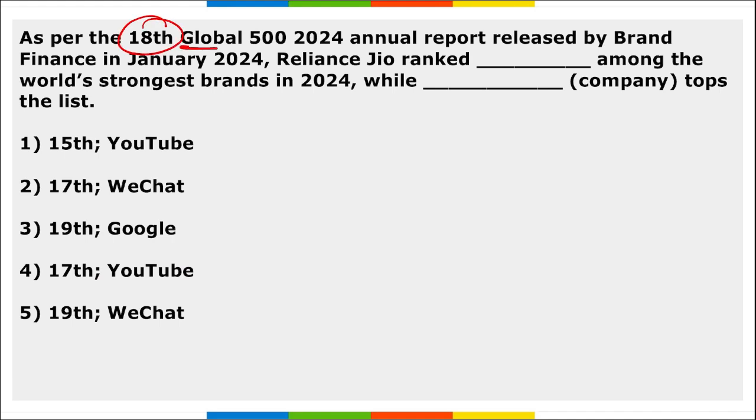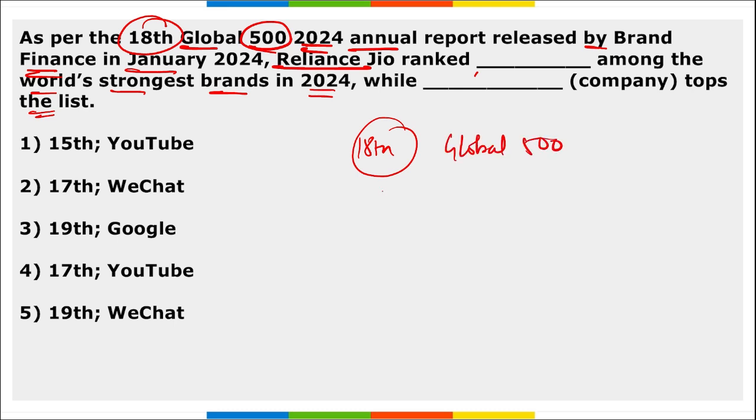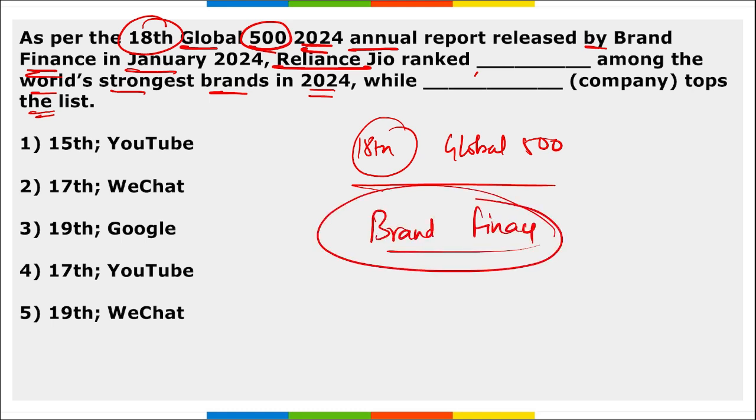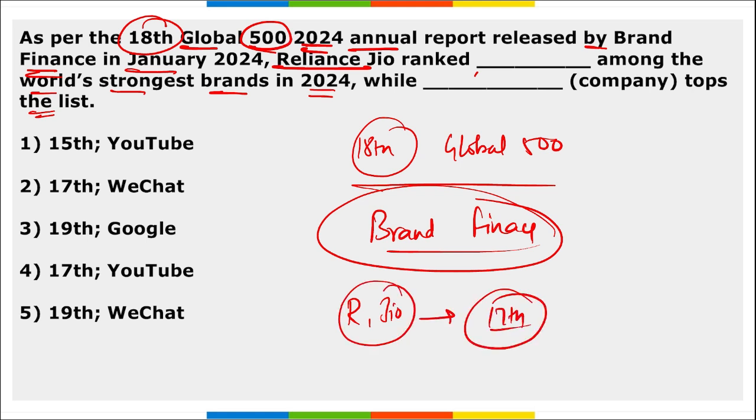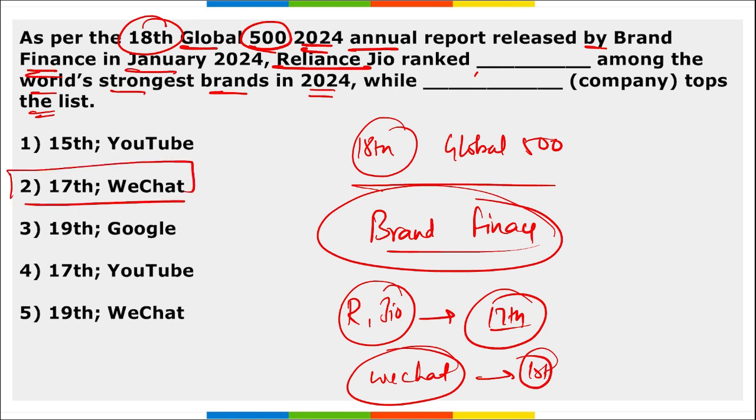Next, as per the 18th Global 500 2024 annual report released by Brand Finance in January, Reliance Jio ranked dash among the world's strongest brands in 2024, while dash company has topped the list. So we are talking about the 18th edition of the Global 500 2024 Brand Finance report released by Brand Finance. This talks about the strongest brands globally, and Reliance Jio, it is the 17th most famous brand globally, whereas WeChat secured the first position globally. So right option here becomes option 2.